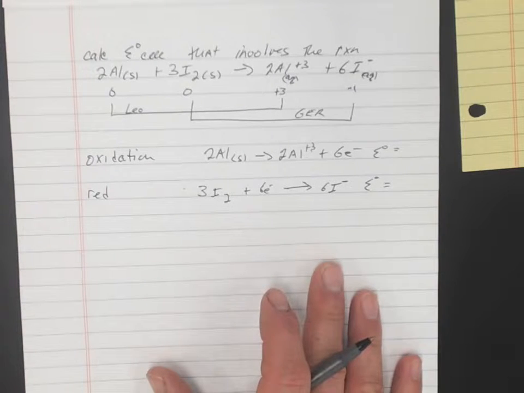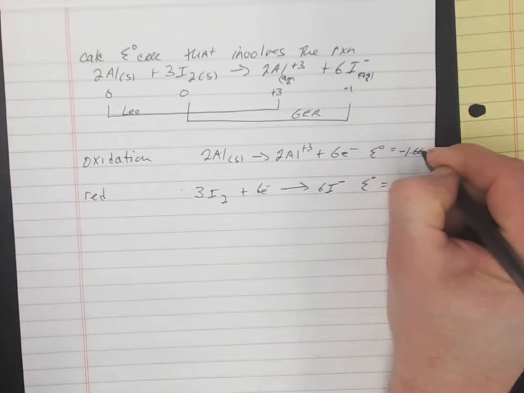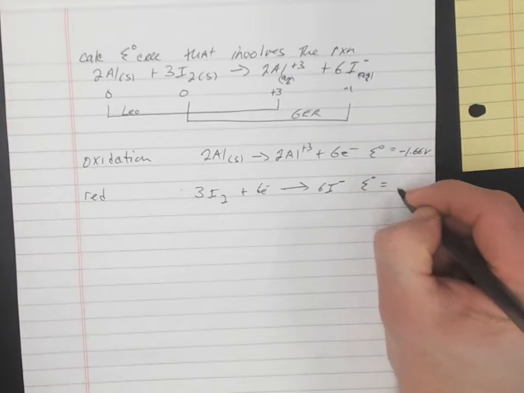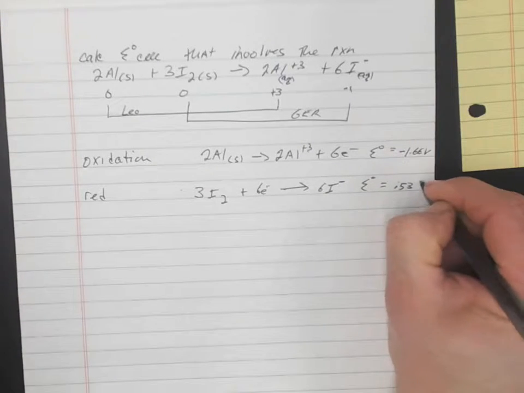Find them? Yep, negative 1.66 volts. And the other? What is it? 0.536 volts. Good.